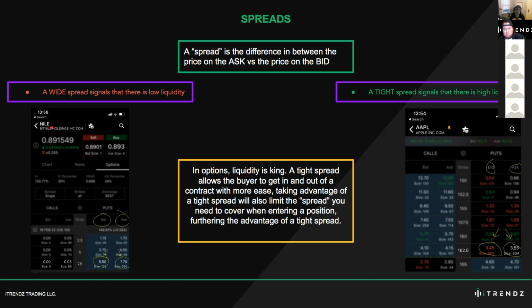It might not be the best stock to trade options in, because if you think about it, if you fill on the ask at $7.70, you then are forced to sell. If you were to sell it a second later, you're forced to sell at $5.50. So you're automatically down $1.20, or in options terms, $120 on a contract. So you want to make sure that when you're picking your options, your spread is tight.